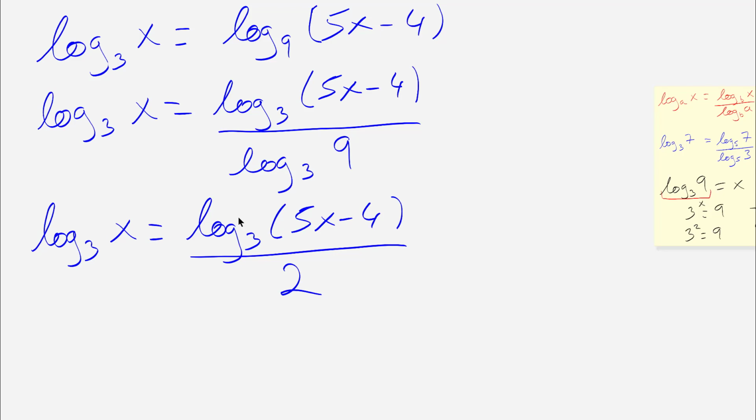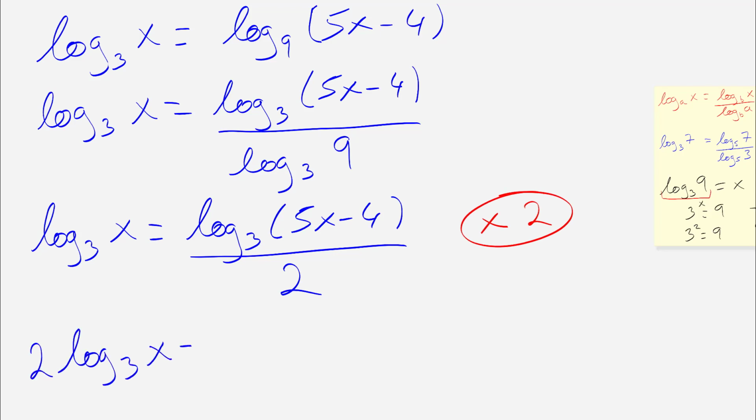So now we have a logarithmic equation just as you had in the previous video. So now I just use whatever skills I have in order to solve this logarithmic equation. The next thing I'll do, because I've got this 2 below the line, is I'll multiply the whole line by 2. So the next line will be 2 log to the base 3 of x equals log to the base 3 of 5x minus 4.